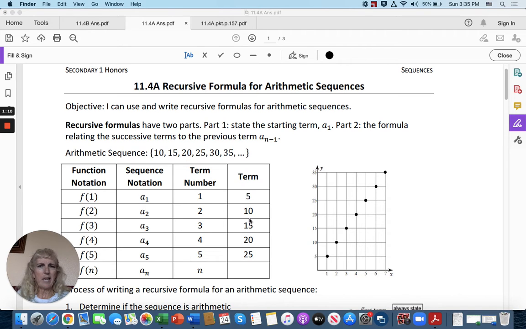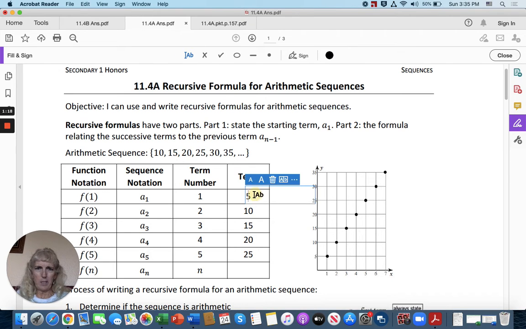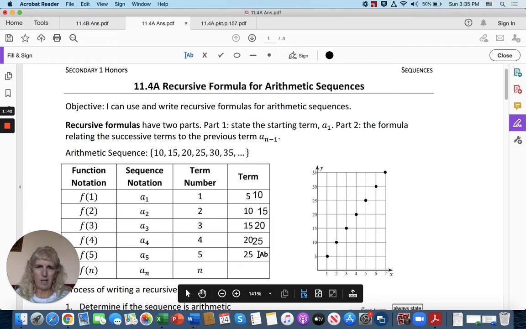Now, they put it in the table and they did not write it correctly, so I want you to make these changes. Right here, term 1 should not be 5, it should be 10. Term 2 is not 10, it should be 15. Term 3 should not be 15, it should be 20. Term 4 is not 20, it should be 25. And term 5 is not 25, it should be 30. Okay, so make sure you're writing those changes.